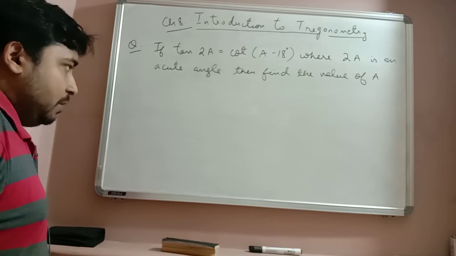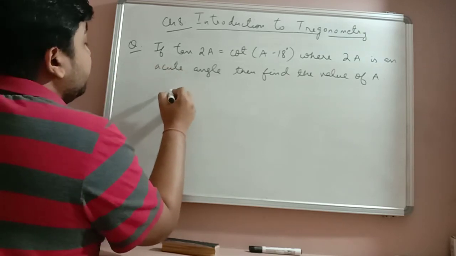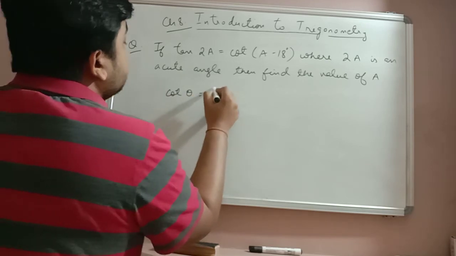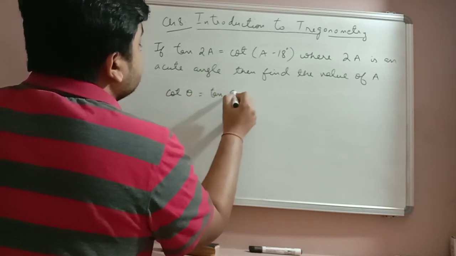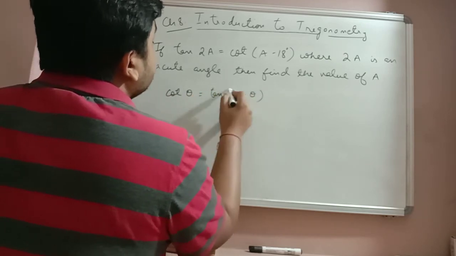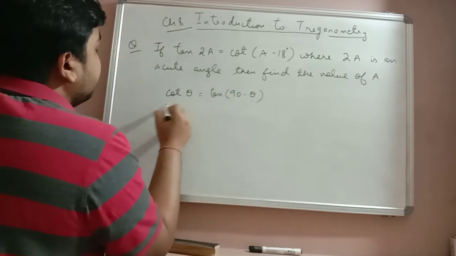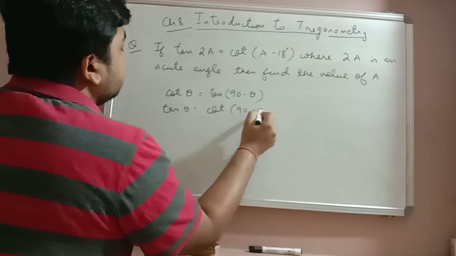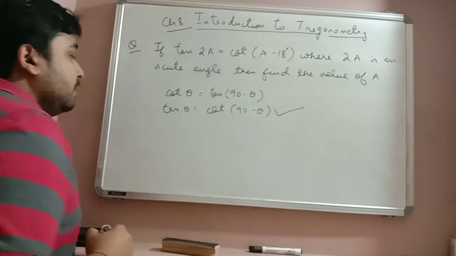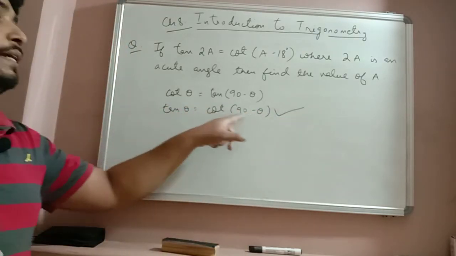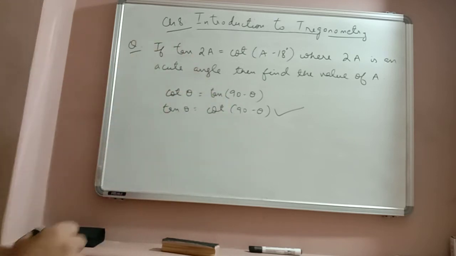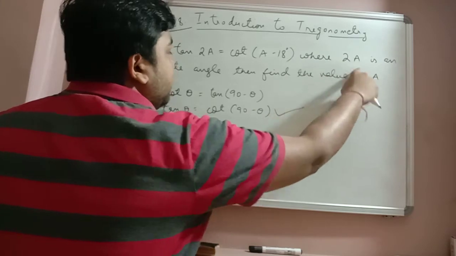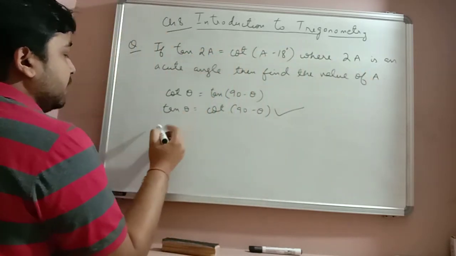We know that cot theta is equal to tan(90 - theta), or we can say tan theta is equal to cot(90 - theta). So I'll be using this formula, tan theta is equal to cot(90 - theta). Let's take up LHS. Here theta is an acute angle, so 2A is an acute angle. I can simply apply this formula.